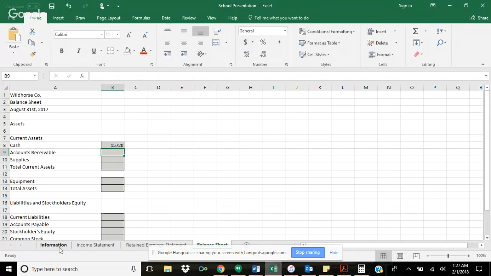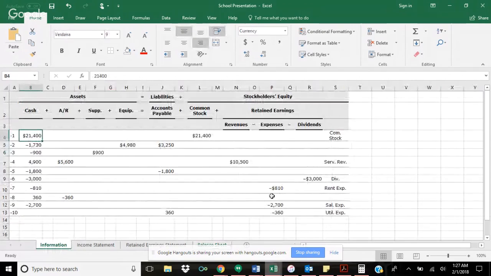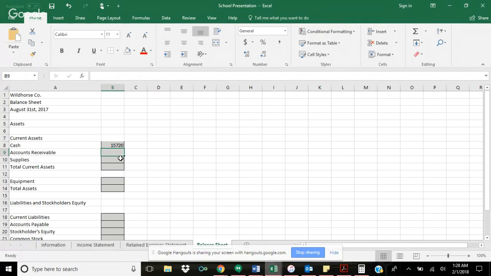From there, we're going to go back to our information sheet and look for the next most convertible asset. Once we have cash, the next most convertible thing, and this spreadsheet actually makes it very easy, is going to be this accounts receivable tab. Again, going top down, we take this $5,600 minus $360 in this -8 right here, and that will get us to accounts receivable.